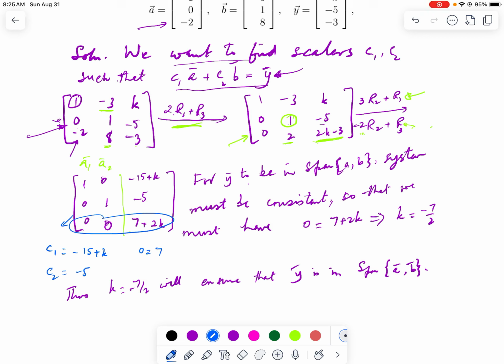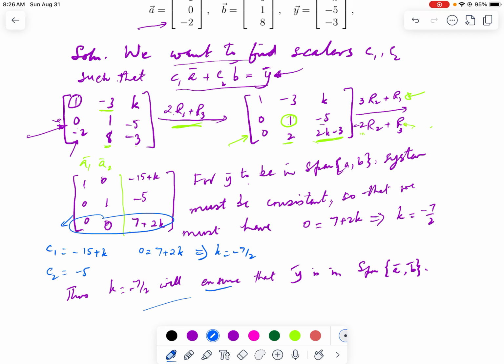equals 7 plus 2K. Now if 7 plus 2K is a number other than 0, then this system is inconsistent, and then we say that Y is not in span A, B. But if we set it equal to 0, what we get is K is equal to negative 7 over 2. Which means this value of K will ensure that Y is in span of A, B.